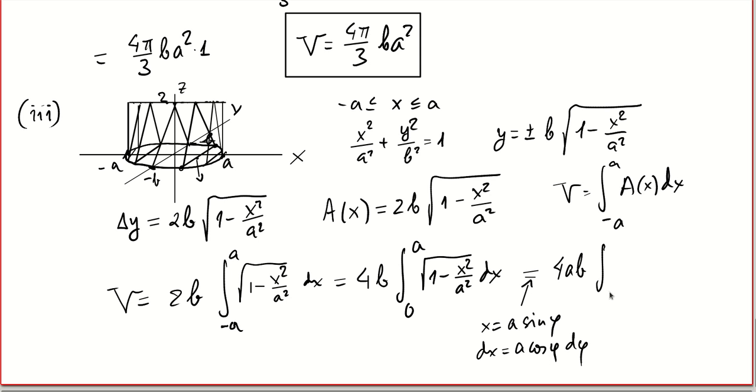Then we have the integral from, for x equal to 0, the sine is 0. For x equal to a, the sine has to be 1, so the angle is pi half. Then we substitute here, and what we have is the square root of 1 minus sine squared of phi, because we divide by a, and this is the cosine of phi. So we have a cosine because of this square root, and another cosine from here, so we have the cosine squared of phi d phi.